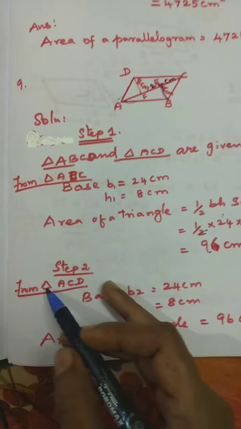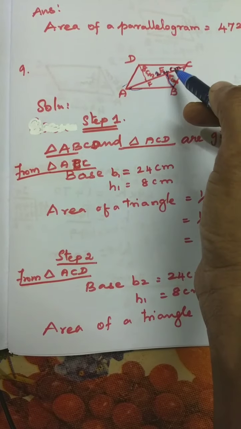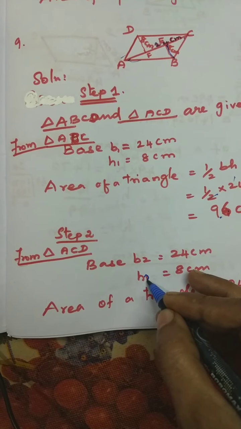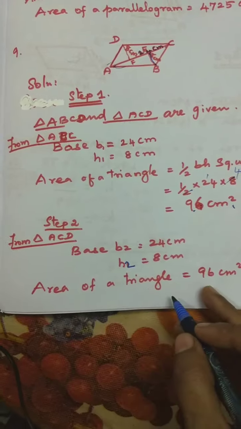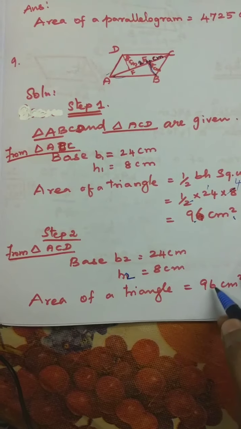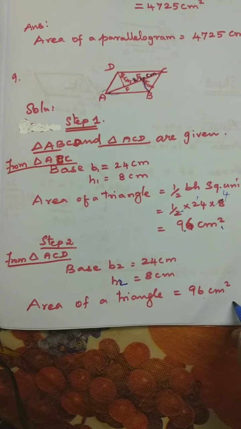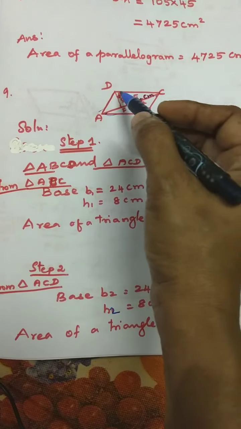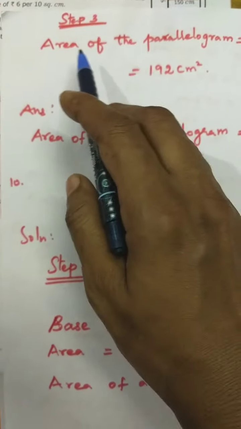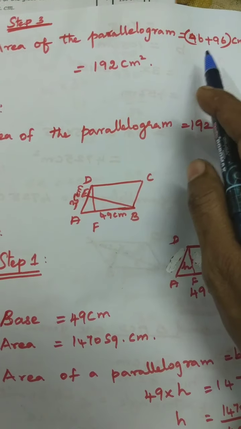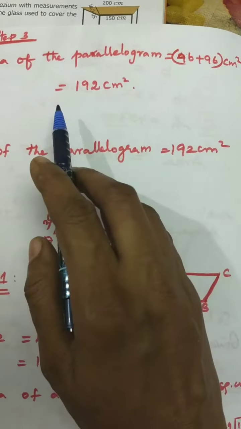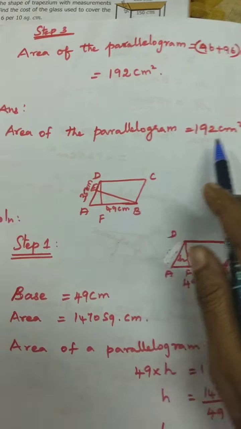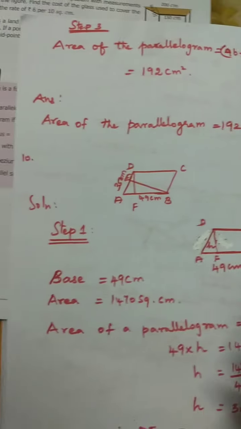Second, for ACD, here also base is 24 centimeter and height is 8 centimeter. That is B2 and H2. Area of a triangle is the same, half into 24 into 8, that is 96 centimeter square. If you add these two, we will get the area of the parallelogram ABCD. Step 3: area of a parallelogram is equal to 96 plus 96 centimeter square, that is equal to 192 centimeter square. So now the area of a parallelogram is equal to 192 centimeter square.